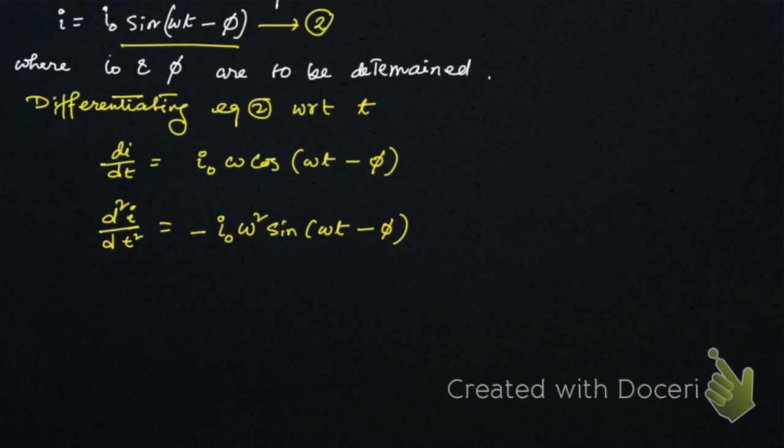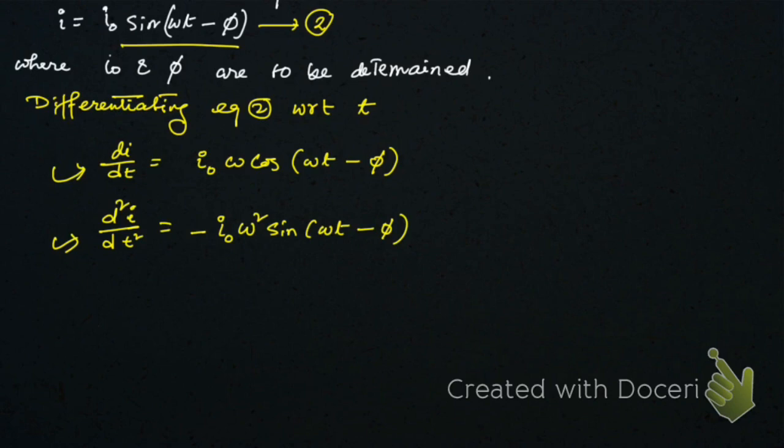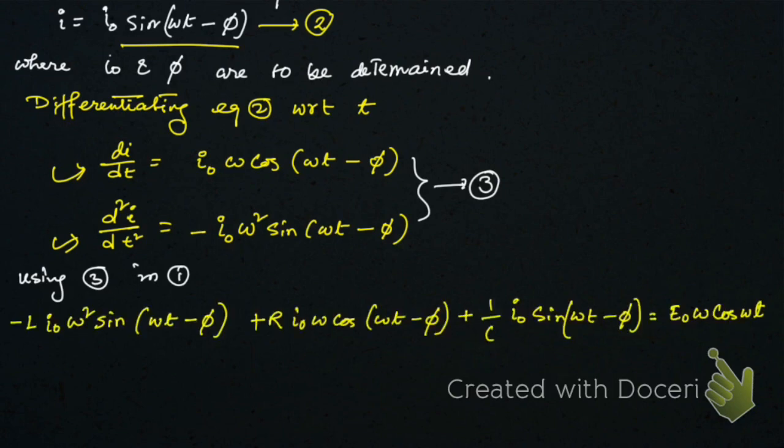So now if you substitute this value of di by dt and second order derivative of I with respect to t in equation number 1, let me go to previous slide. So if you use this value here, then what you will get, right? Using this in 1, that means let me take this as equation number 3, right? So let me take this as equation number 3. Using 3 in 1, this is what we have got, right?